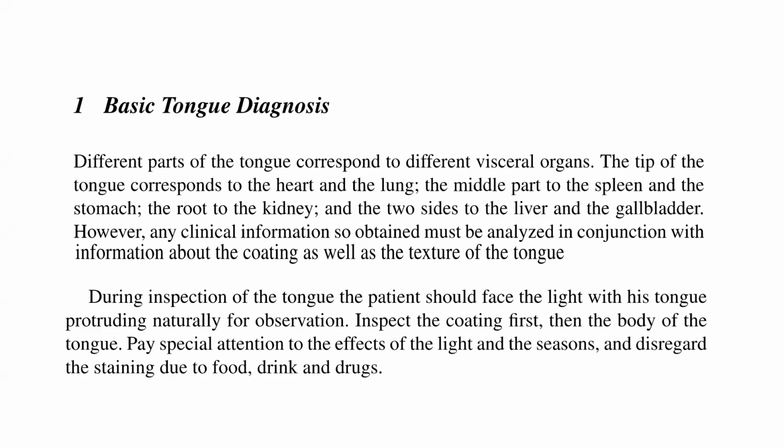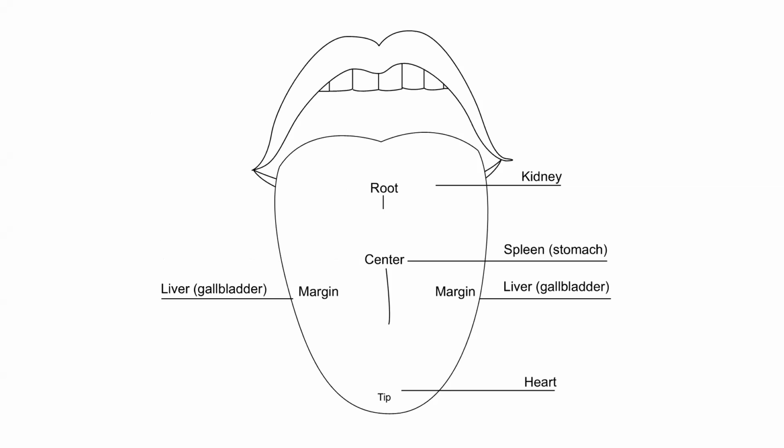During inspection of the tongue, the patient should face the light with his tongue protruding naturally for observation. Inspect the coating first, then the body of the tongue. Pay special attention to the effects of the light and the seasons, and disregard the staining due to food, drink, and drugs. So here is the illustration.